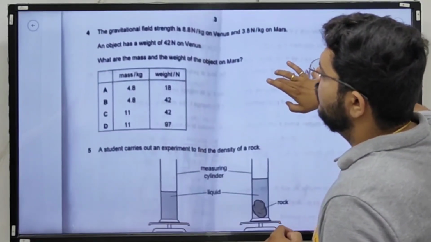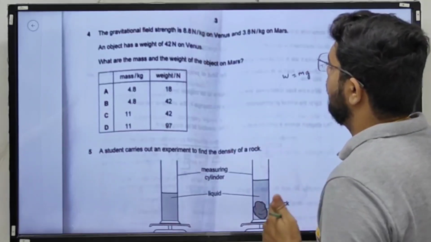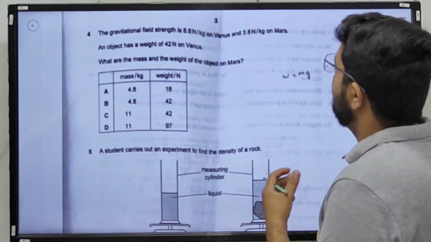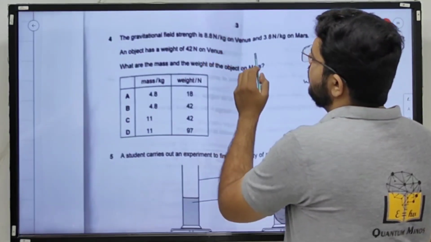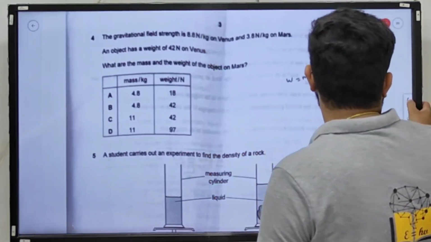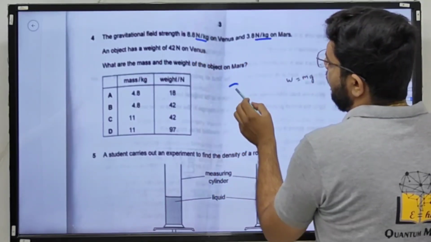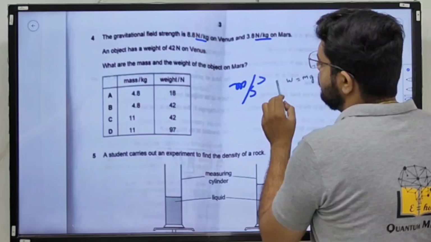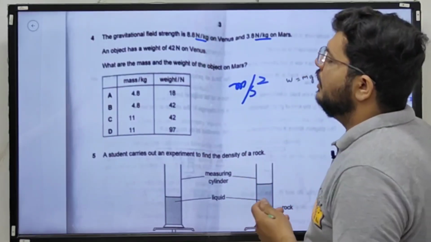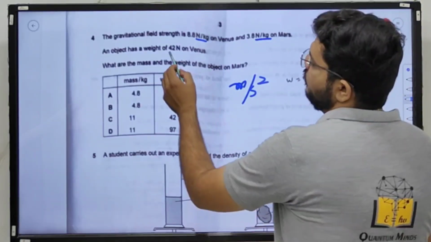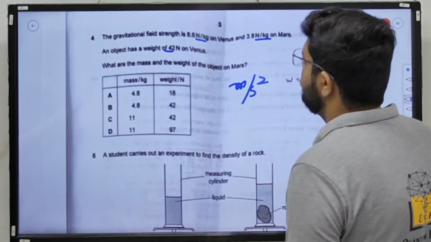Question number 4. The gravitational field strength is 8.8 newton per kilogram on Venus and 3.8 newton per kilogram on Mars. This newton per kilogram, guys, is nothing but equivalent to meters per second squared. So this is nothing but the gravitational acceleration. An object has a weight of 42 newton on Venus. What is the mass and the weight of the object on Mars?